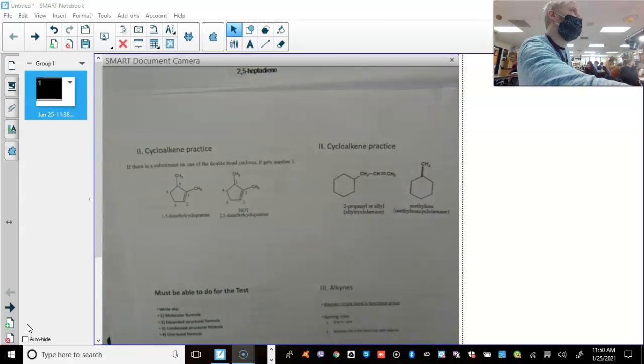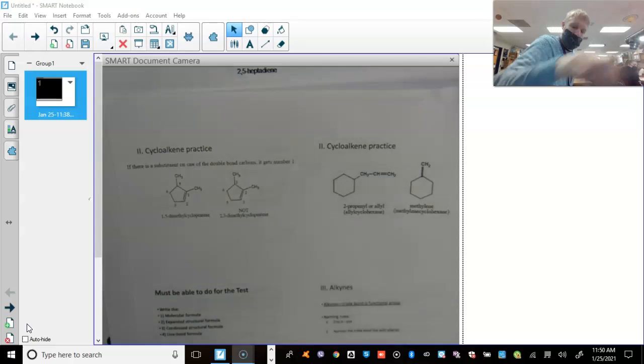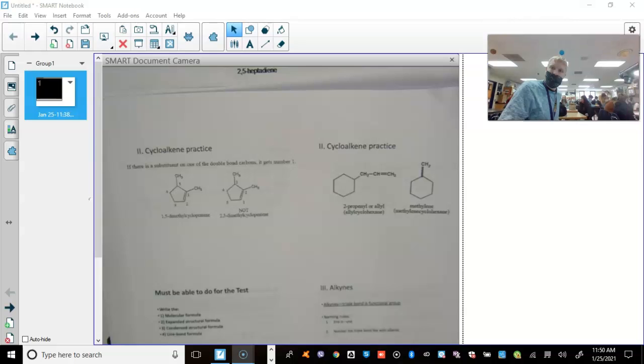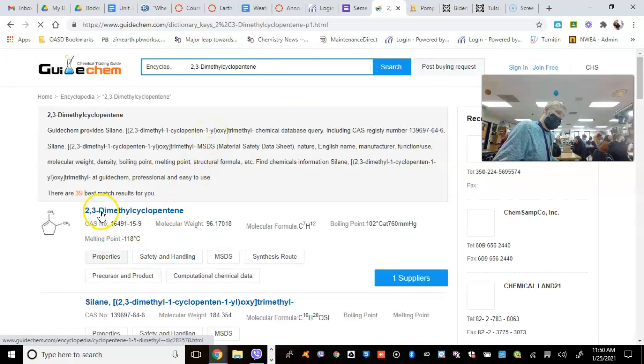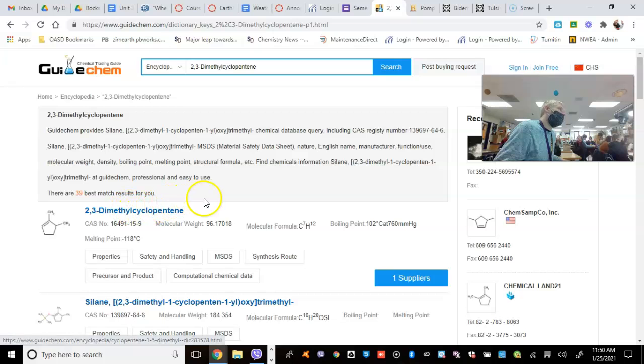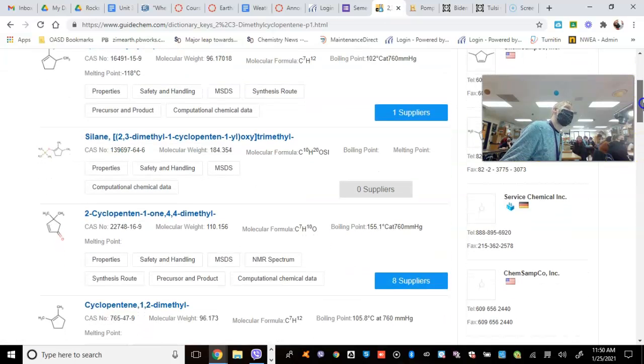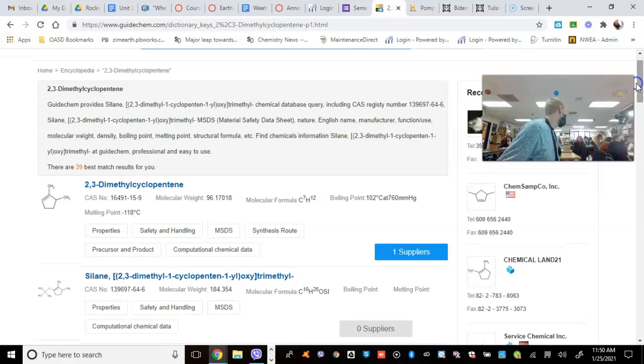I'll show you, I was looking on a website of chemical purchasing. Where is it? Here it is. They just said 2,3-dimethylcyclopentene is not available. Oh, come on. But here we got 2,3-dimethylcyclopentene for sale. So how much is it? I don't know. I'd have to add it to the cart, and you probably have to have some credentials, so they don't just sell it to me.